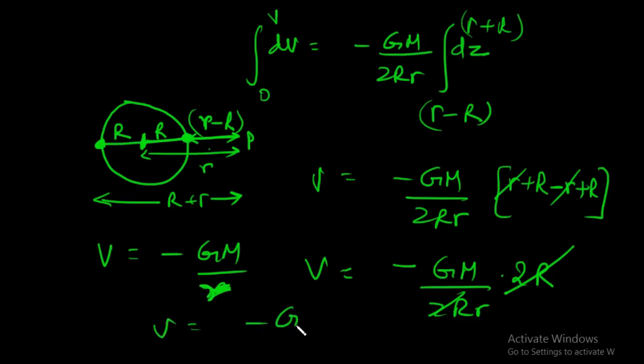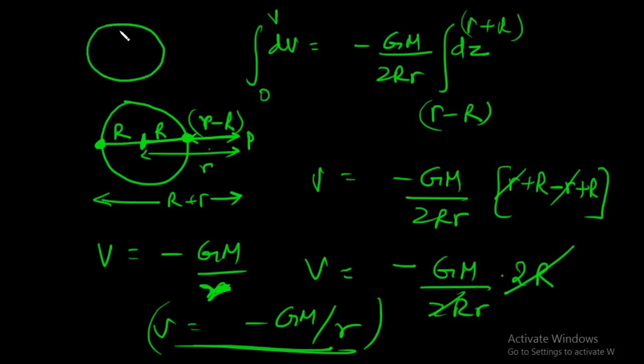V is minus Gm by r. This is the answer. Okay, so you see, this is in consonance with the Gauss theory, because Gauss theory assumes, in electromagnetic field for example, which can be similarly applied to gravitational field also. If this is the mass and we have to calculate any potential or field over here, we assume this mass as a point mass.